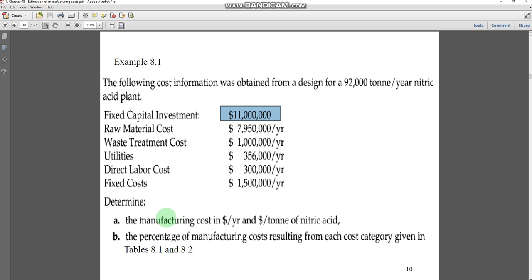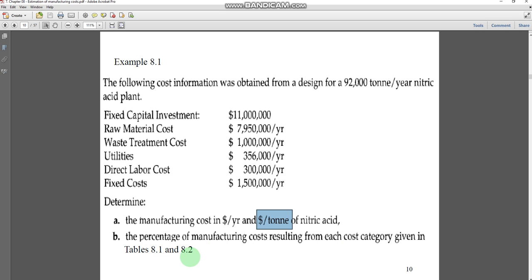Now we have to determine the manufacturing cost in dollars per year. So we have to see what the total value for the manufacturing cost is in dollars per year and dollars per ton of the nitric acid. There are two variables that we need to calculate. First, the manufacturing cost in terms of dollars per year, and then the manufacturing cost in terms of dollars per ton of the nitric acid. Secondly, the percentage of manufacturing cost resulting from each cost category given in tables 8.1 and 8.2.